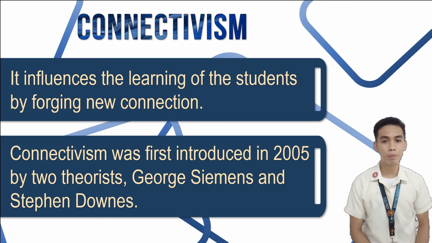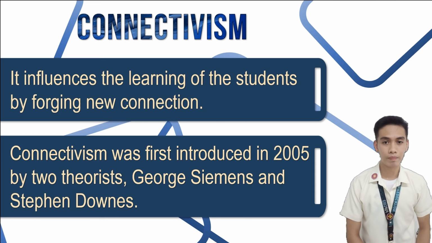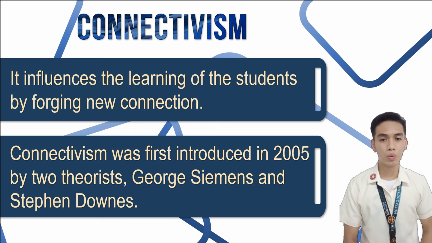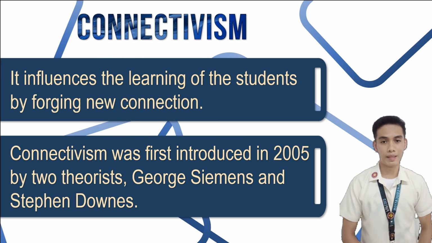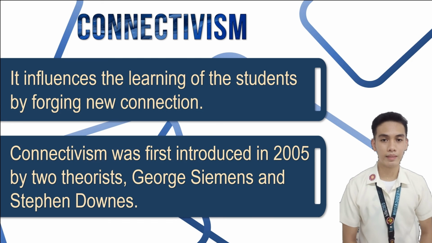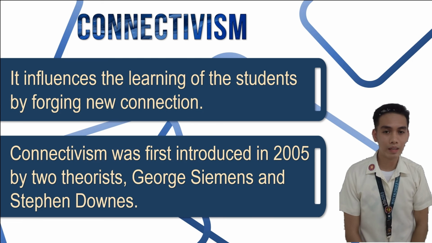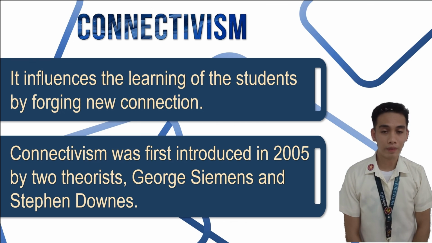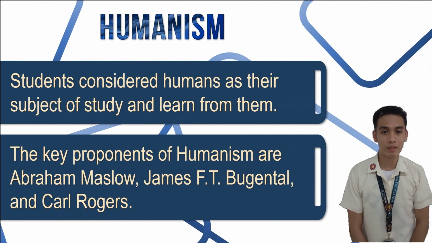Okay, so who are the proponents of connectivism? So there are two people. The first one is George Siemens. Then the second one is what? Stephen Downes. Okay, so those are the proponents of connectivism, George Siemens and Stephen Downes. Okay, next, anyone from the class, what is the next educational theory? Yes, Jubilee, you are raising your hand. Very good, so the next one is about humanism.